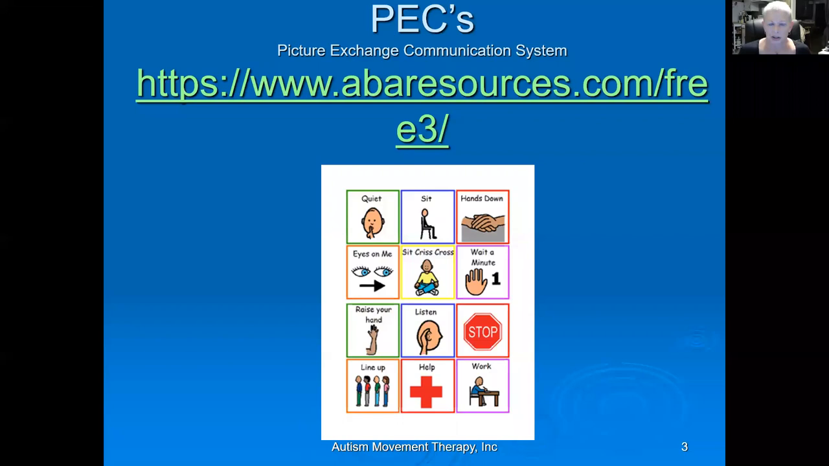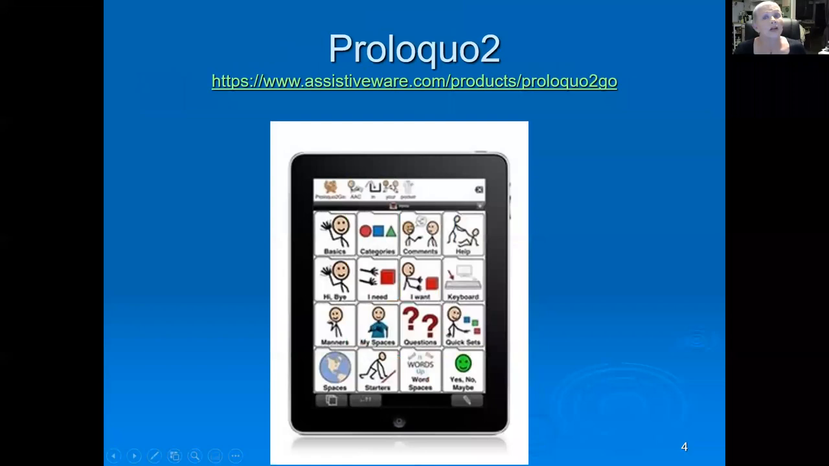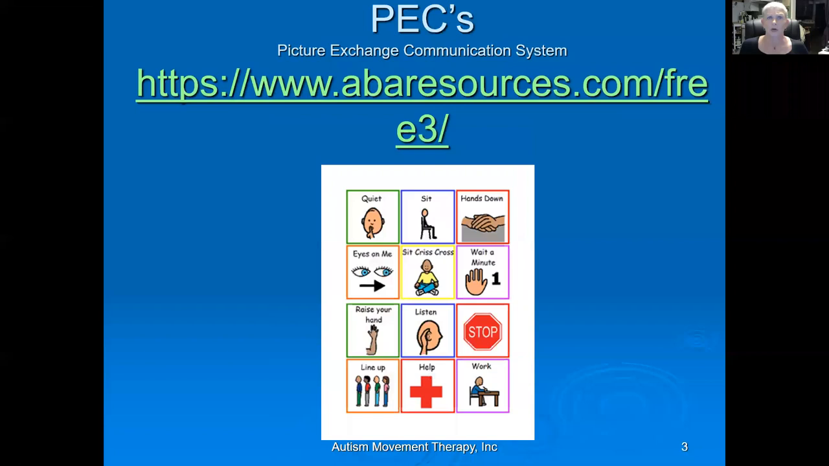Now, this is another way to get a picture exchange communication system without having the icons that are on Velcro. These icons, if we go back, those are typically cut out and put on strips of Velcro and put on a board. And I'm going to show you a Velcro board with the PECS communication system on it in a minute.